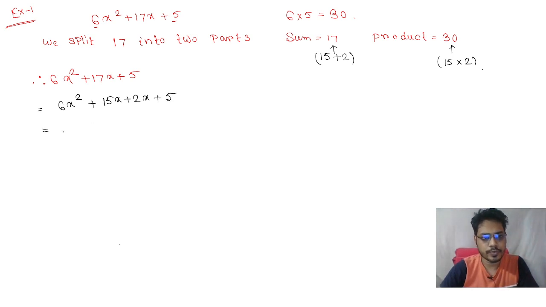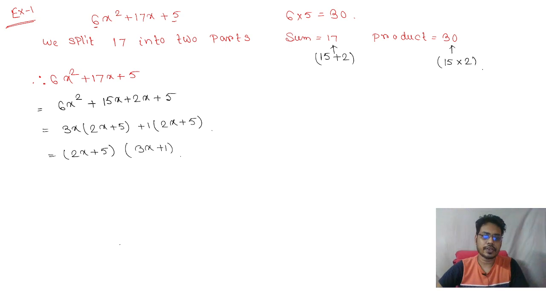From the first two parts take 3x common, so it will be 2x plus 5. Now here you can take 1 common, so it will also be 2x plus 5. Now 2x plus 5 is common in both places, so taking 2x plus 5 common, it will be 3x plus 1. So 6x squared plus 17x plus 5 is equal to 2x plus 5 into 3x plus 1.